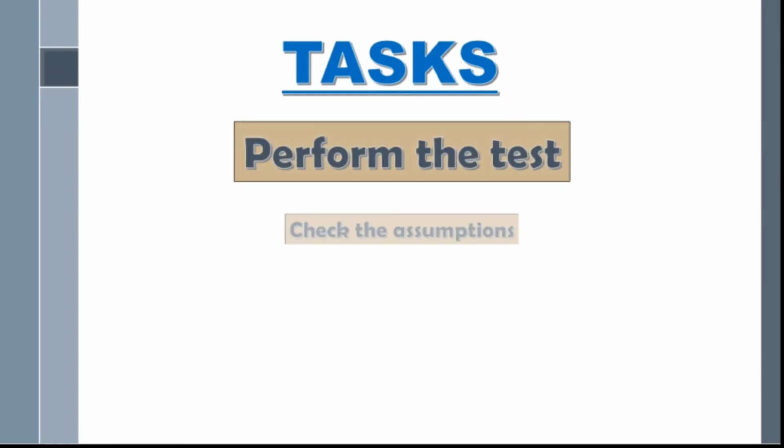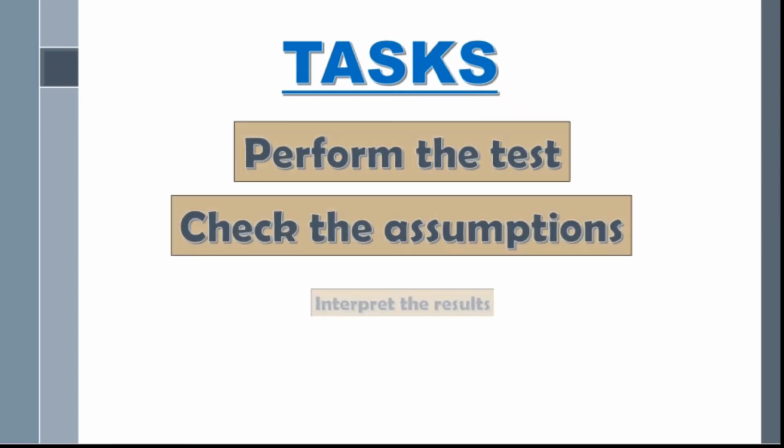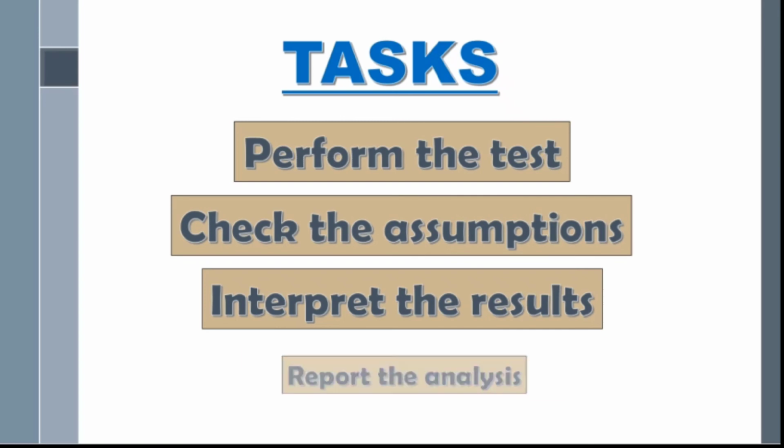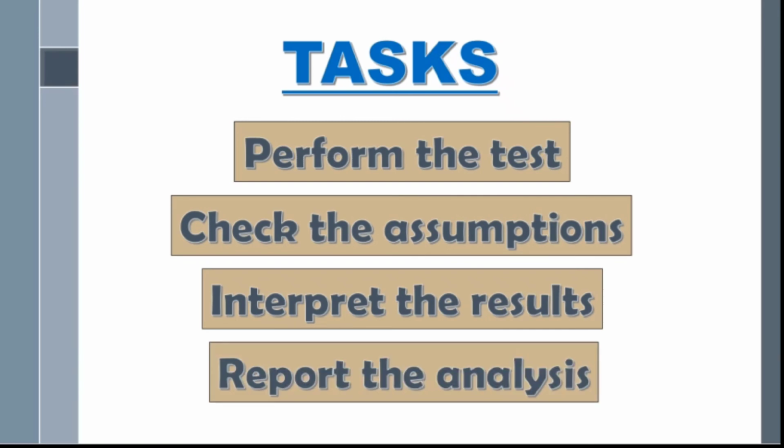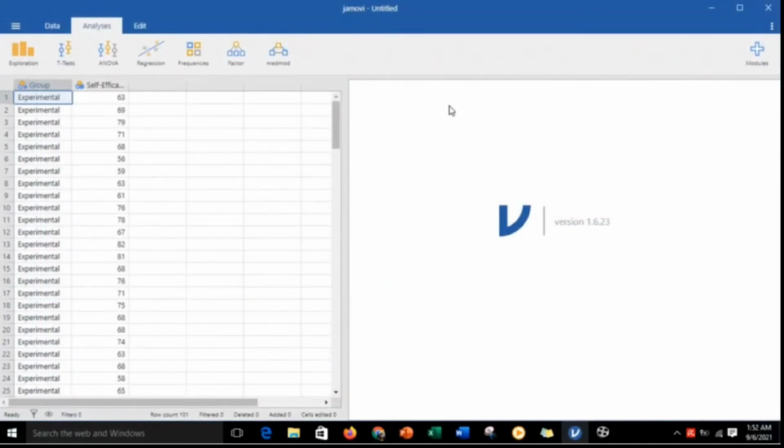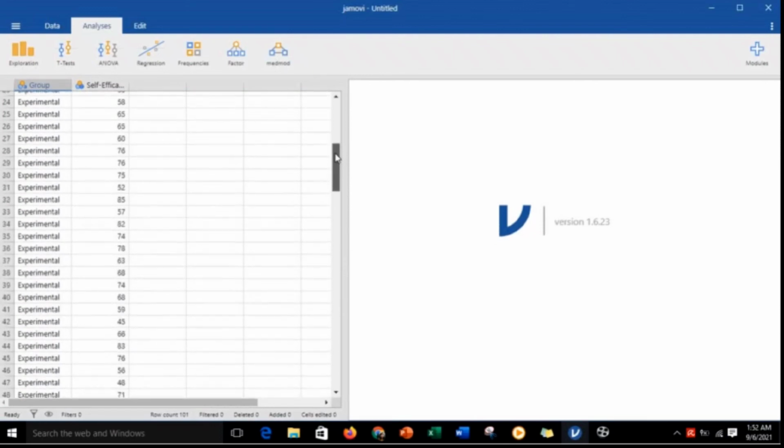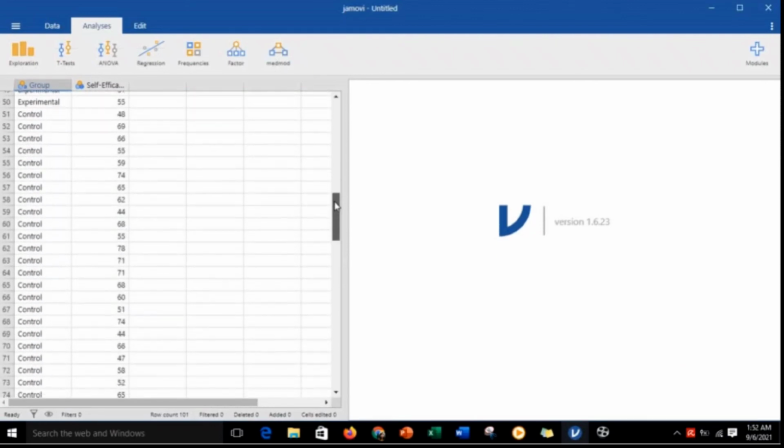Here are the tasks that we will go through in this tutorial. Perform the test, check the assumptions, interpret the results, report the analysis. Once your dataset has been successfully imported, you're now ready to perform the test. So make sure to keep your focus on the process. Let us now begin.